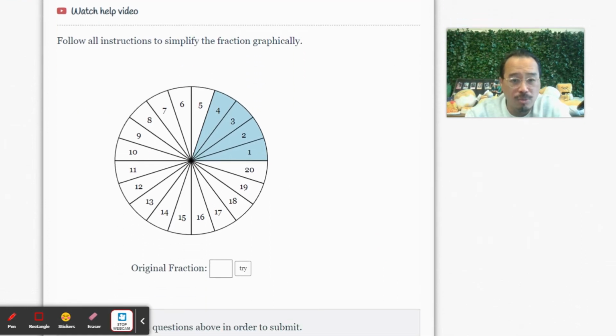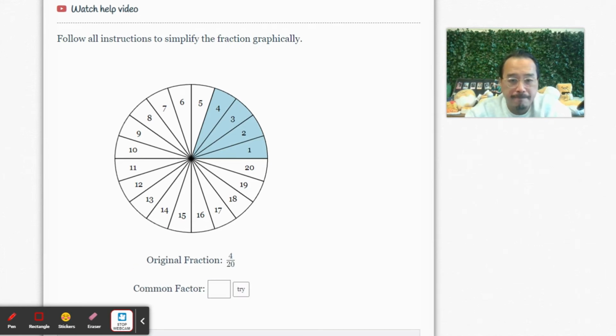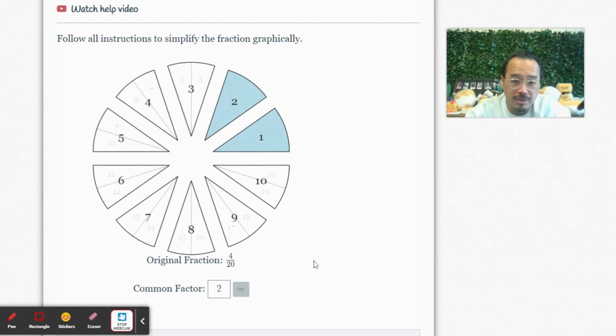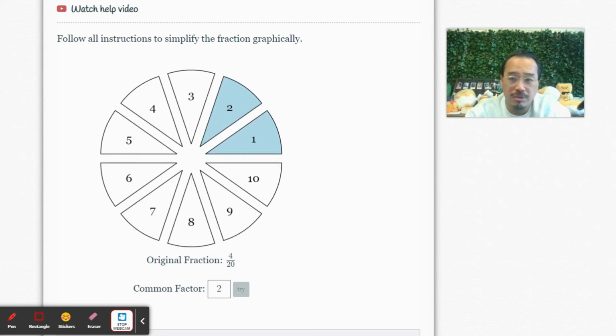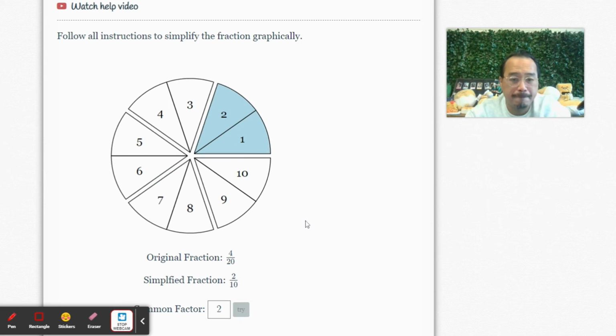This one's 4 shaded parts out of 20. So reduce by both. I'm not going to use 4, which is the GCF. I'm going to use 2 instead, okay? And as I told you in class, I don't mind either. I don't think we should have to solve it only using one method. So 2/10, right? Reduce 2/10 by the common factor, which is 2, again.